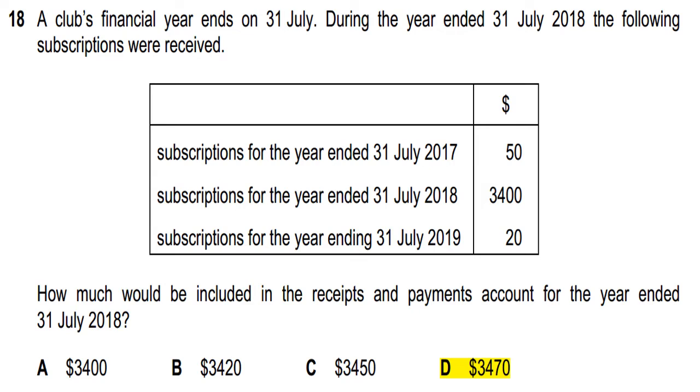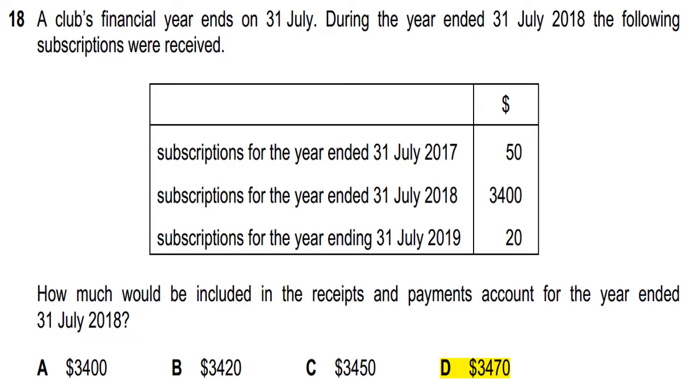These subscriptions of 3 years were received in 2018. That was accrued from the 2017 and prepaid for the 2019 subscription. 17 was accrued and 2019 was prepaid. So how much would be included in the receipts and payments account for the year ended 31st July 2018?